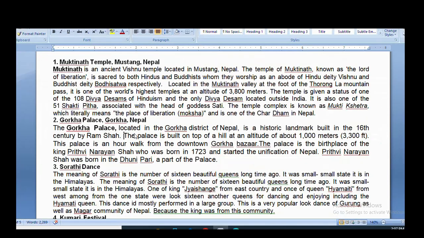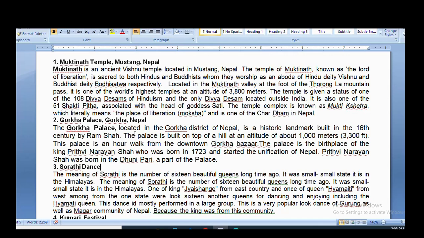You can see this is called Sorathi dance. The meaning of Sorathi is the number of 16 beautiful queens, that is, females. Long time ago, it was a small state in the Himalayas.